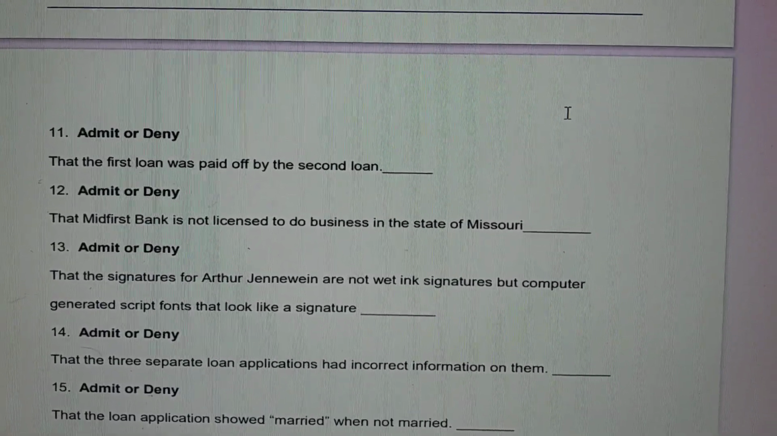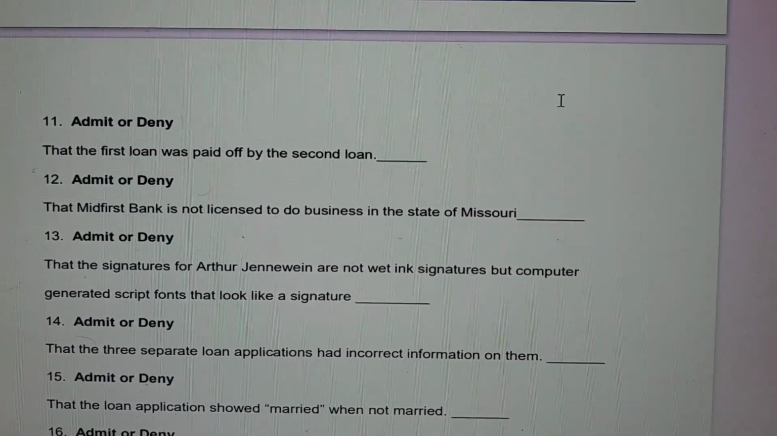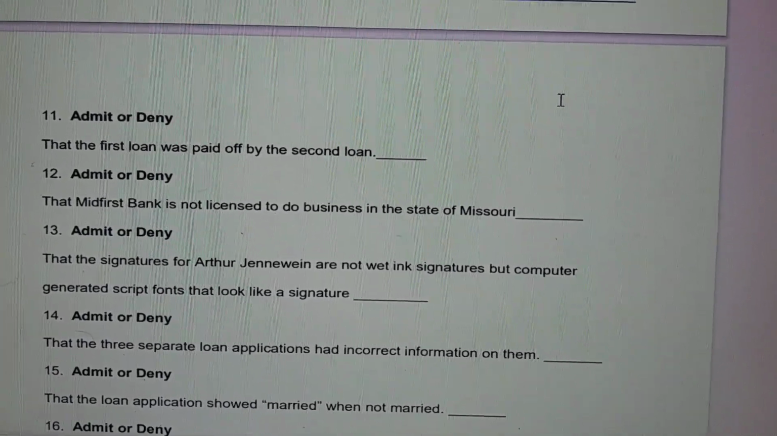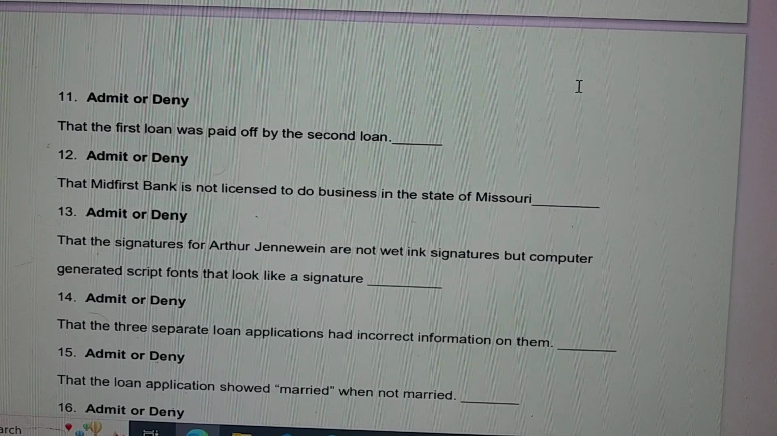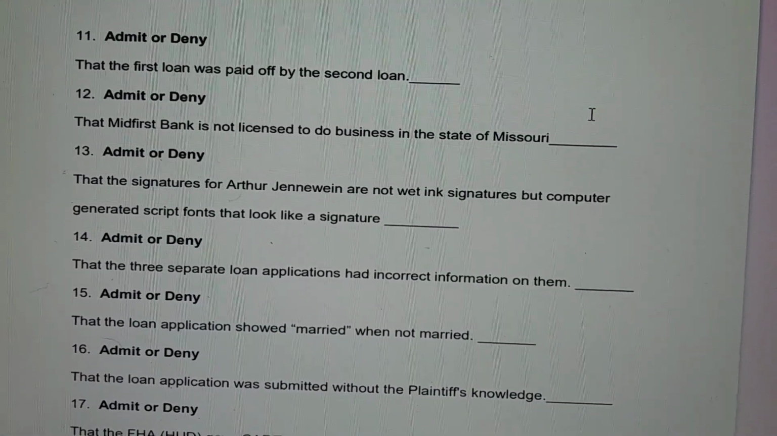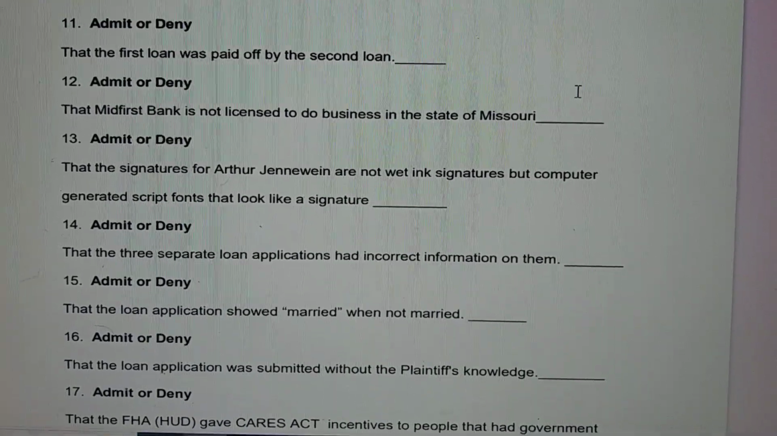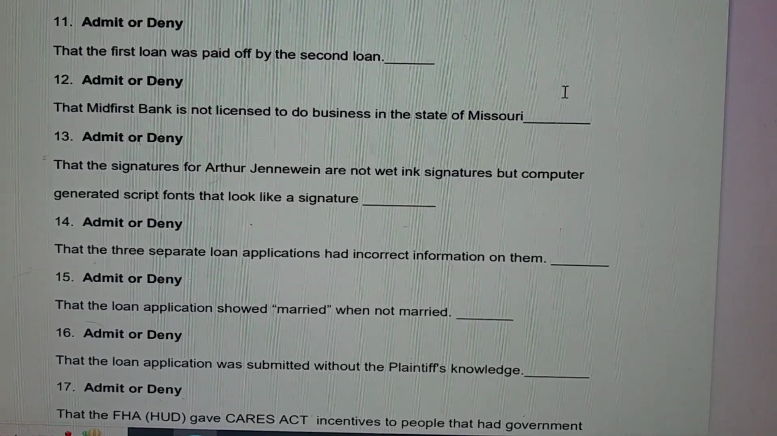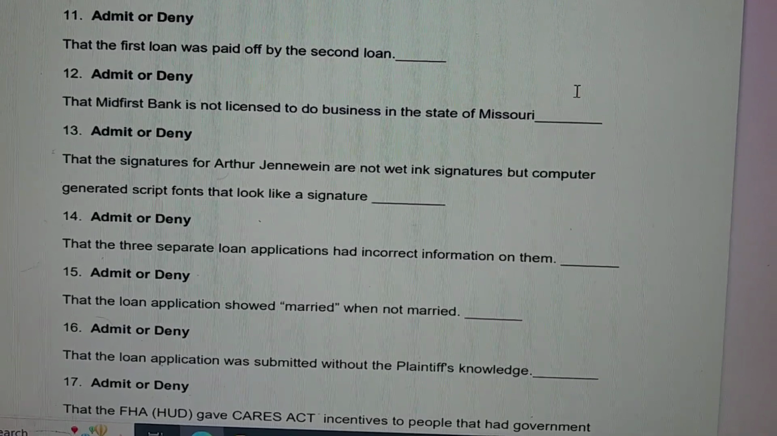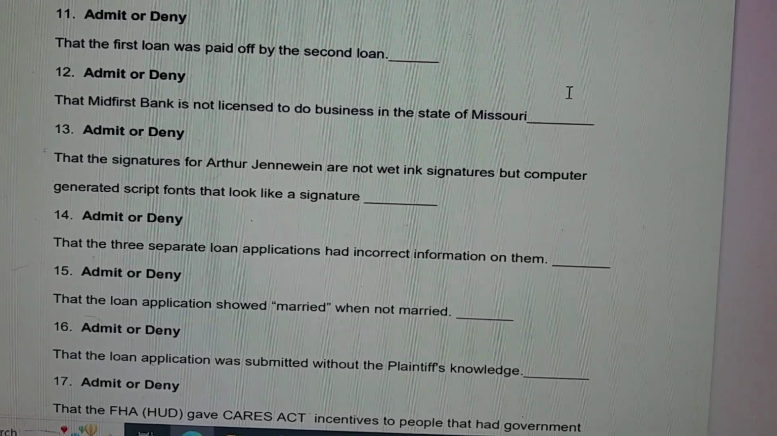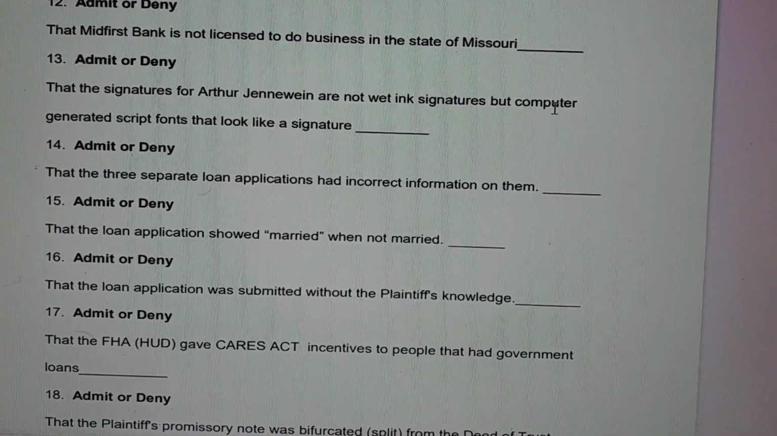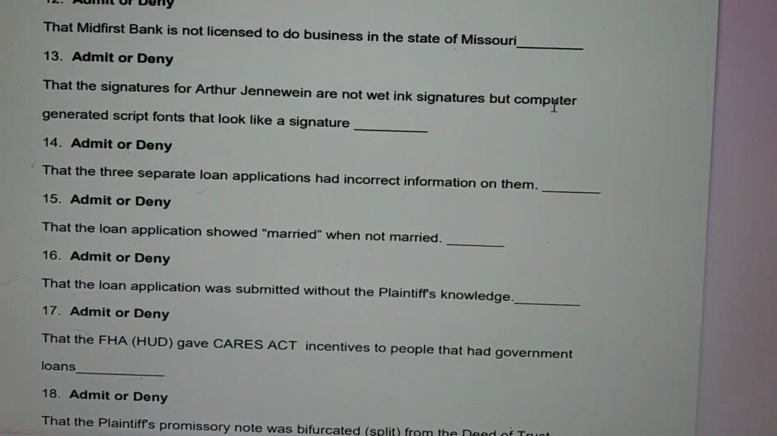Number 13, that the signatures for Arthur Genuine are not wet ink signatures but computer-generated script fonts that look like a signature. Number 14, that the 3 separate loan applications had incorrect information on them. Number 15, that the loan application showed married when not married. Number 16, that the loan application was submitted without the plaintiff's knowledge.